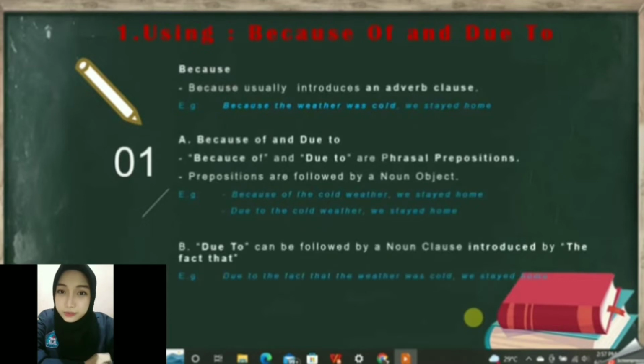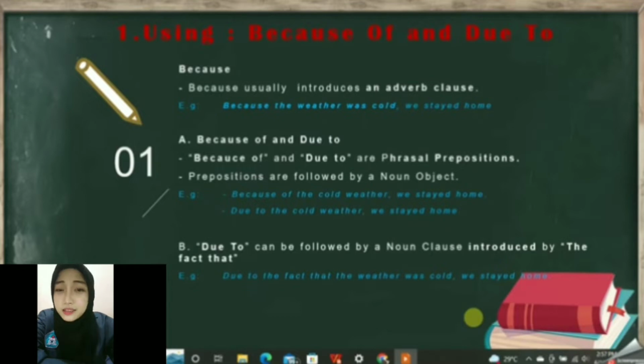In this chance, I would like to explain about connectives that express cause and effect. Specifically about the use of phrasal prepositions because of and due to. And then I will also explain about the use of therefore, consequently, and so. Okay, so without any further ado, let's just get straight into it. Now, I will explain about the use of because of and due to.